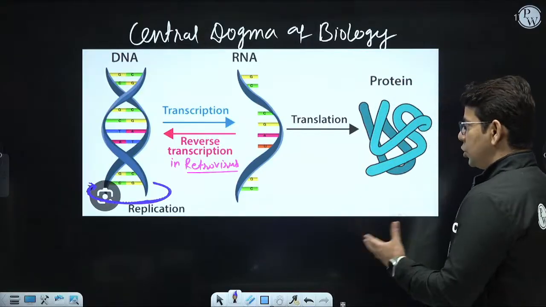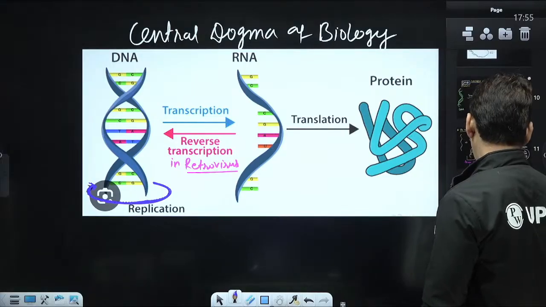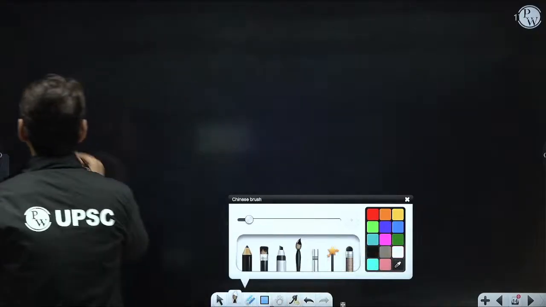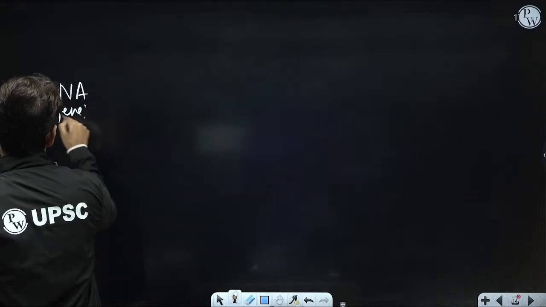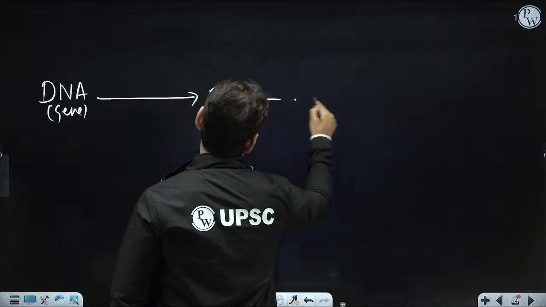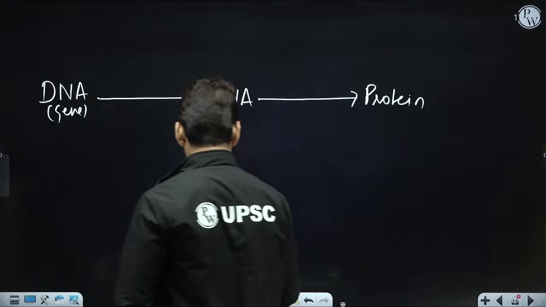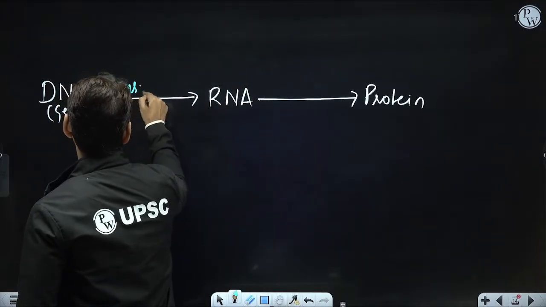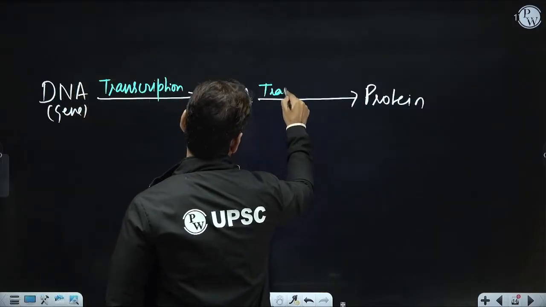I can draw one another diagram for your understanding. Let's say DNA, basically the gene, is making RNA, and RNA is making protein. You can write it in that way. This is called transcription. Yes, the more you write, the more you will get to know about it. This is called translation.